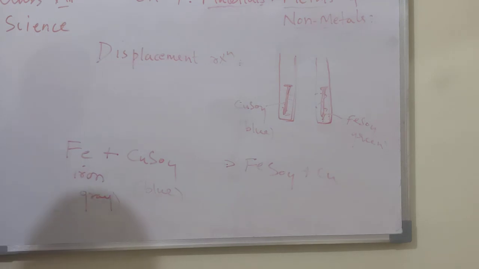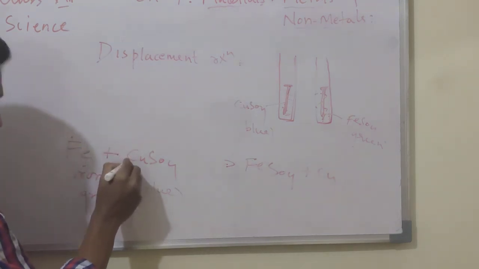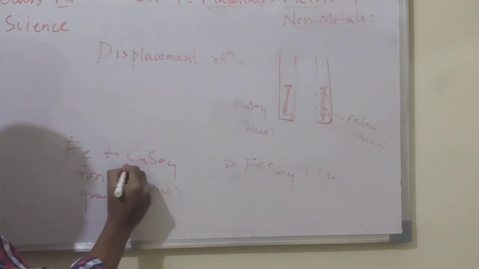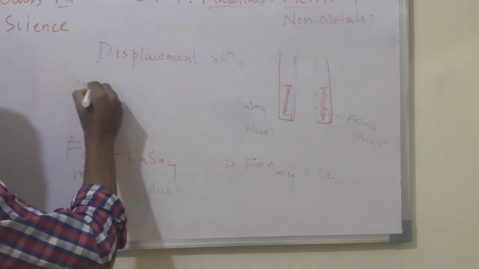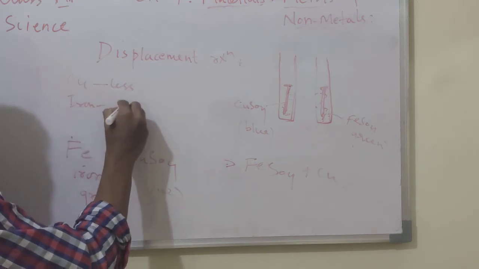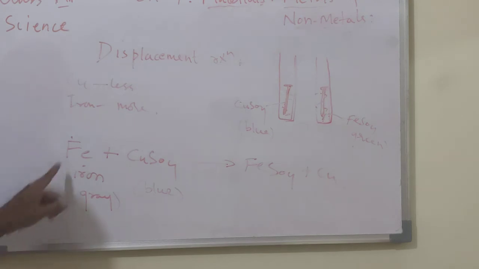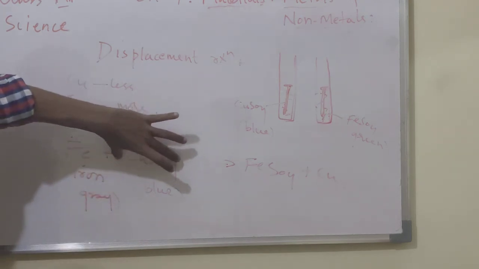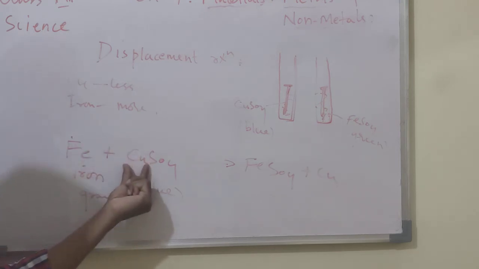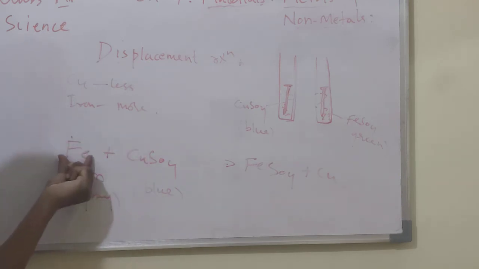What happens here? This iron is more reactive than copper. Copper is less reactive; if you see the reactivity series, copper is less reactive and iron is more reactive. So therefore, this iron displaces copper in the CuSO4 solution. It will remove the copper, and the Fe will take its place.